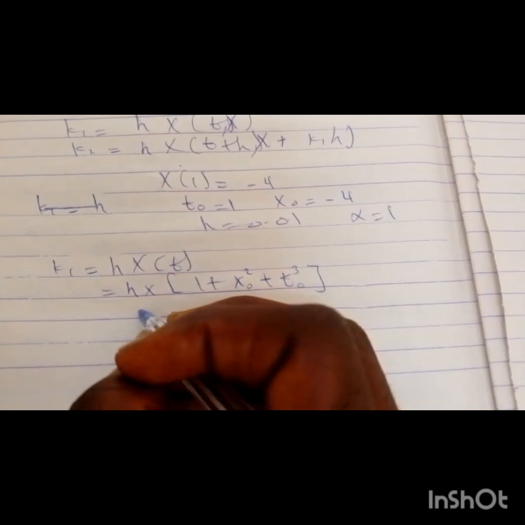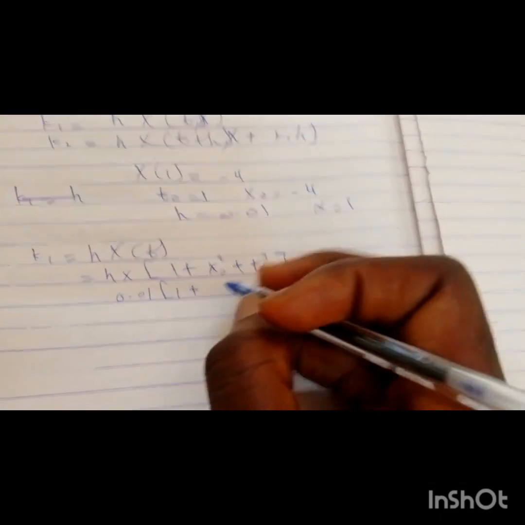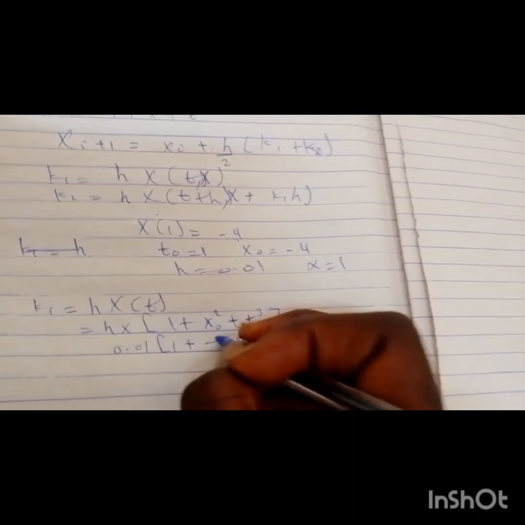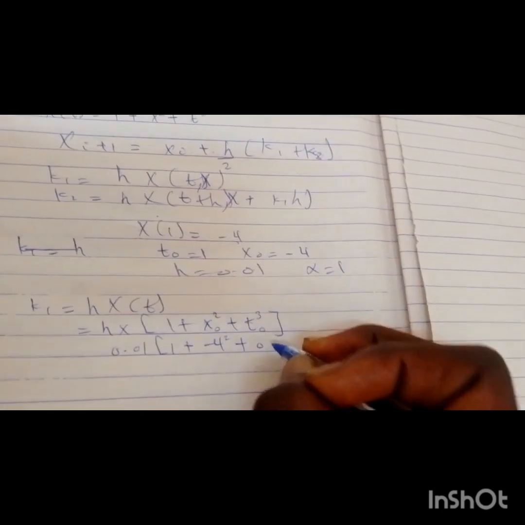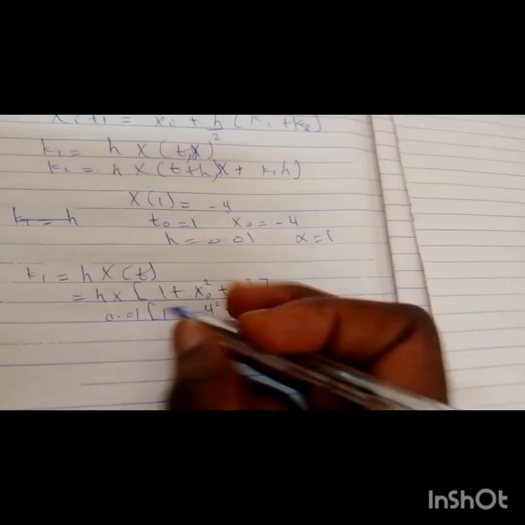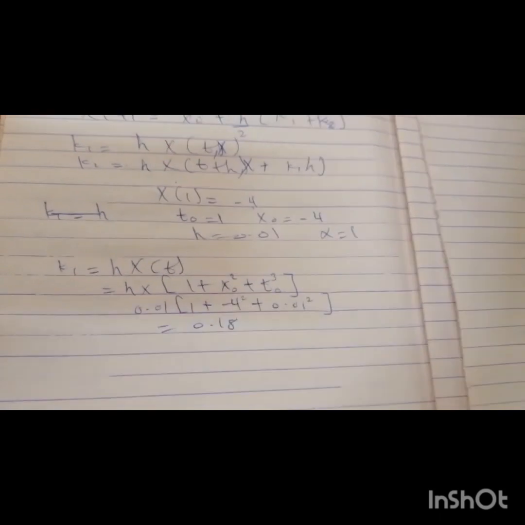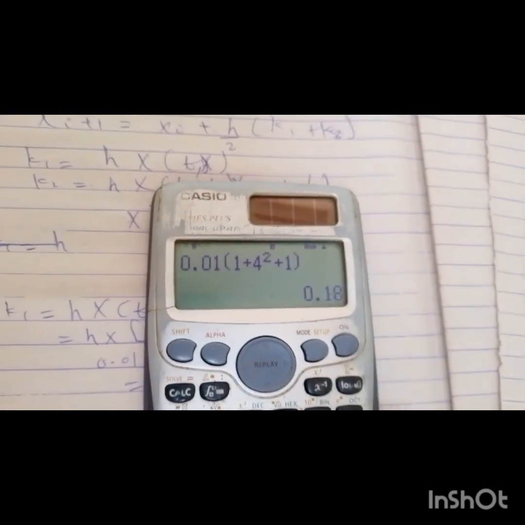So you have 0.01 multiplying 1 plus our x naught. Our x naught is somewhere here, which is negative 4, so negative 4 squared plus 0.01 squared, right? When I type this into your calculator, you end up getting 0.18, right? Okay, so you have this.